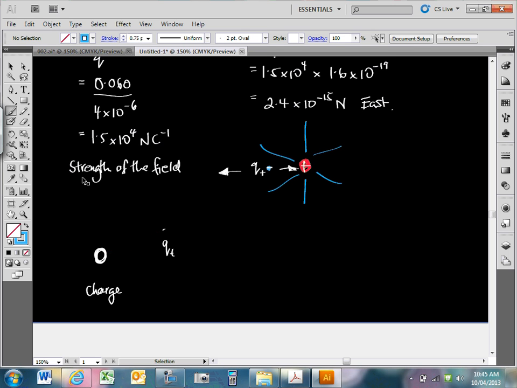I better draw that a straight line. Yeah, all right. Laugh at my line. It's all right. It was a stupid straight line. Okay, good. R meters from that charge.